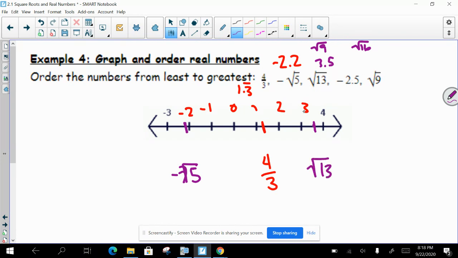Negative 2.5 obviously is going to go here. So that's going to be the smallest one, the least. And then square root of 9 is obviously 3, so that'll go here. All right, and now we've ordered them from least to greatest.